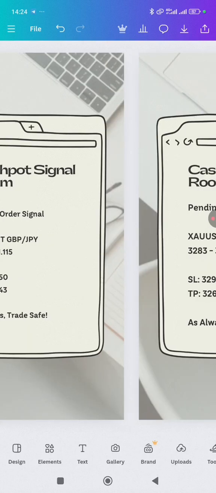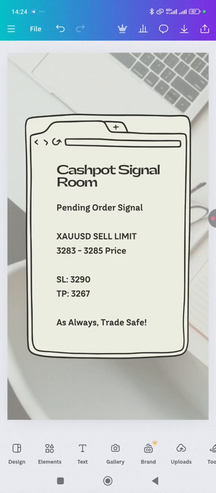I will advise that you probably go through this video over again so that you can understand the concept over and over as many times as you can. Now, pending order signal, this is now sell limit. We did buy limit the other time, so let's go to sell limit.